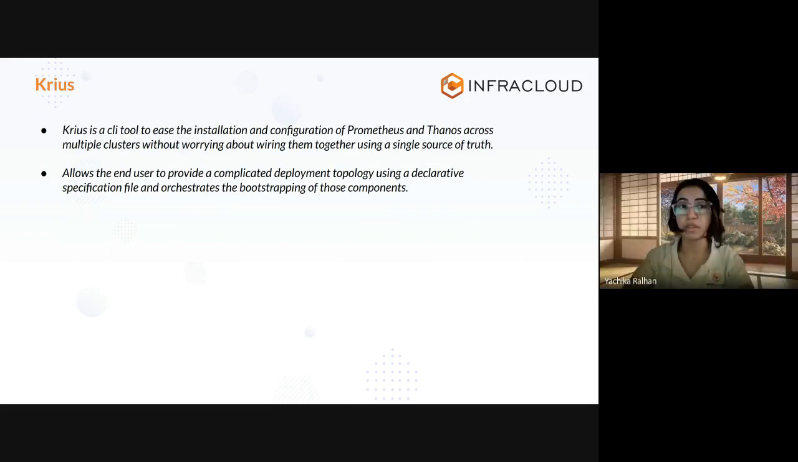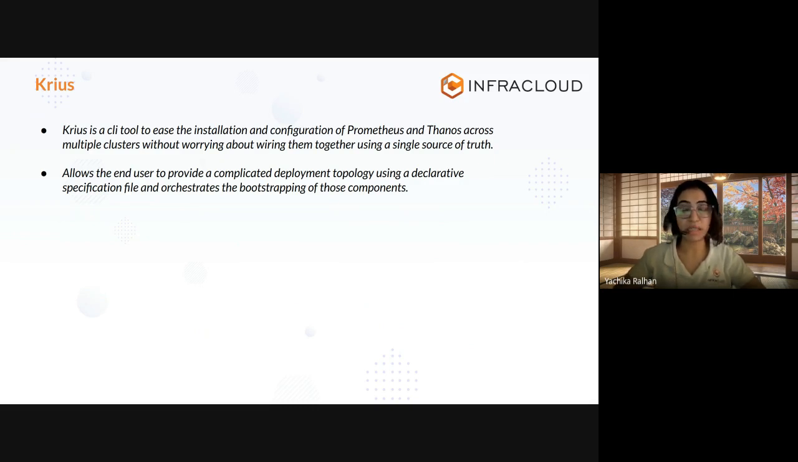Yeah, thank you, Rishi. So Krius is a CLI tool to easily install your observability stack on multiple clusters, as I mentioned, right? So far, we have added support for Prometheus and Thanos. Using Krius, you don't have to worry about wiring all these components together. You just use the Krius CLI tool to generate a spec file, which is a single source of truth on which Krius depends. And then you just apply it.